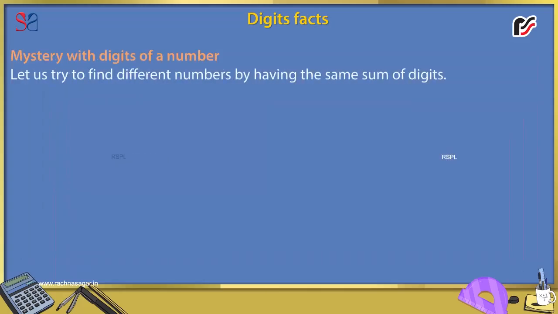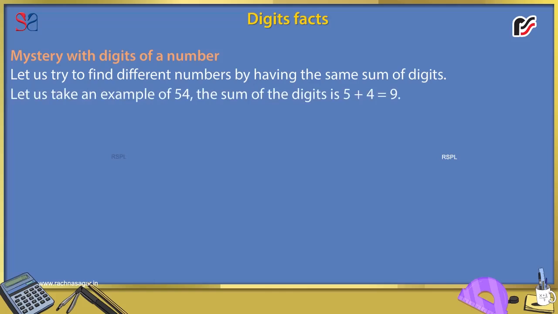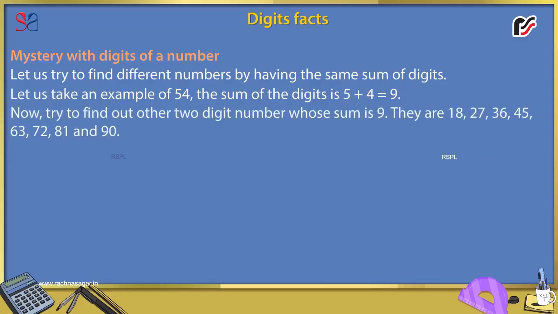Mystery with digits of a number. Let us try to find different numbers having the same sum of digits. Let us take an example of 54. The sum of the digits is 5 plus 4 is equal to 9. Now, try to find other 2-digit numbers whose sum is 9. They are 18, 27, 36, 45, 63, 72, 81 and 90.